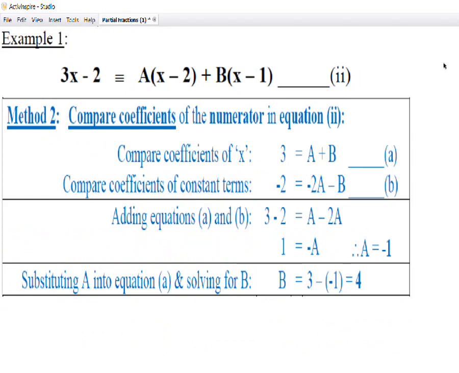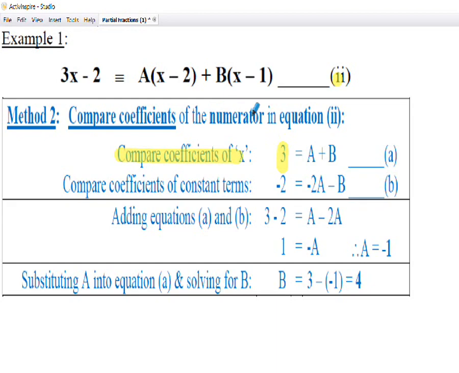I'm just going to take you through method 2 here to show how comparing coefficients works for example 1. Again, I've repeated equation 2 for convenience. What we do with comparing coefficients is we generate equations based on, in this case, the x coefficient and the constants. So if you compare the coefficients on the left-hand side to the right-hand side for the x terms, and coefficients in mathematics means the numbers, the coefficient associated with the x on the left-hand side is 3. I've got 3x, so the coefficient is 3.